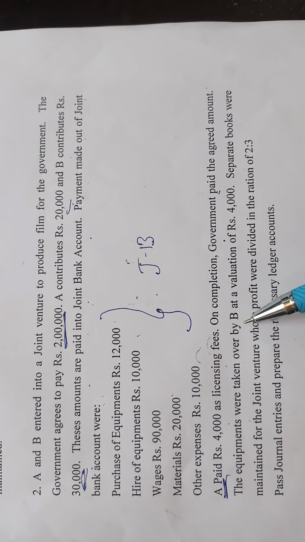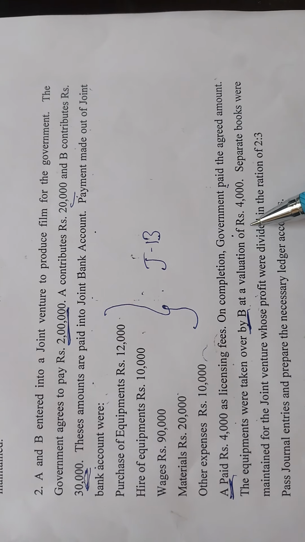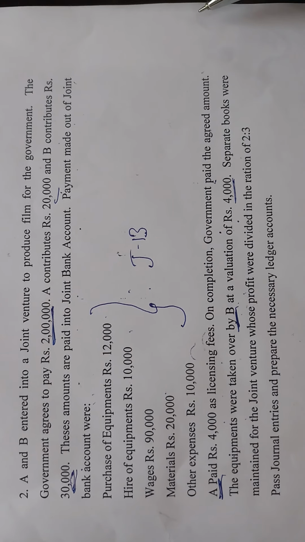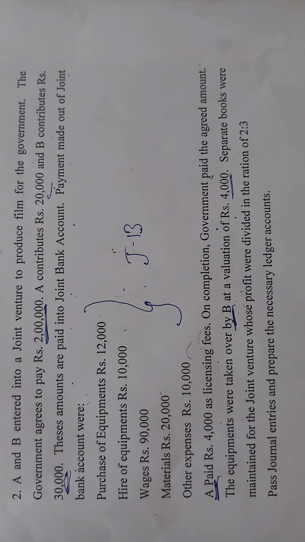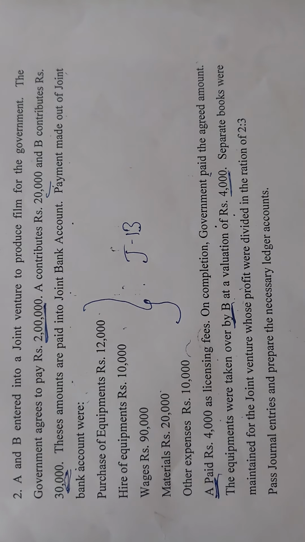The equipment were taken over by whom? By B. So equipment were taken over by B at a valuation of rupees 4,000. So now B is taking over the equipment. In the first problem it was materials taken over, but here equipment taken over. Separate books were maintained for the joint venture whose profits were divided in the ratio of 2:3. So the profit sharing ratio is 2:3. Pass journal entries and prepare the necessary ledger account.